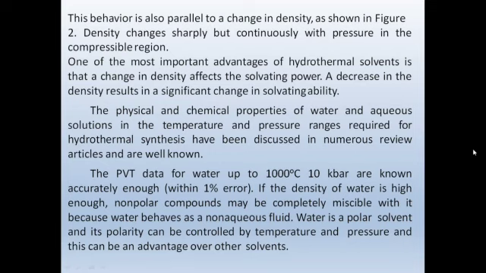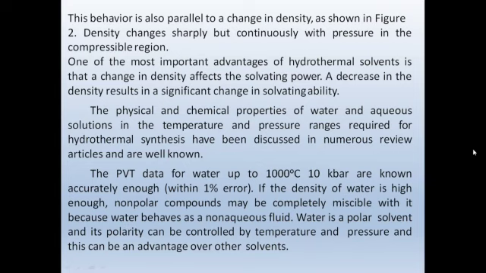This behavior is also parallel to a change in density as shown in figure 2, which we have seen in the previous slide. Density changes sharply but continuously with pressure in the compressible region. One of the most important advantages of hydrothermal solvents is that a change in density affects the solvating power. A decrease in the density results in a significant change in solvating ability, which is an important point to be noted.